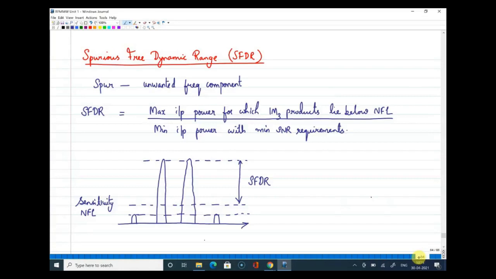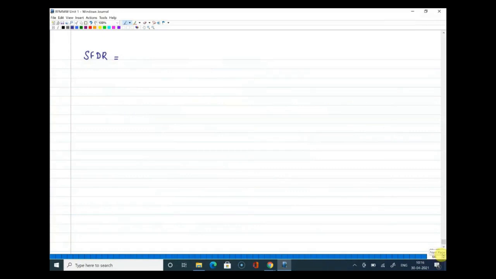from yesterday's discussion, it is a maximum input power for which IM3 products lie below the noise floor level to the minimum input power with minimum SNR requirements. So I'm trying to bring in the relations we have studied so far, and thereby obtain a relation for SFDR with those. So we know that IIP3, from an estimate method for IIP3, we saw that IIP3 can be written as the input power level plus delta P by 2. This is one equation we have, right?